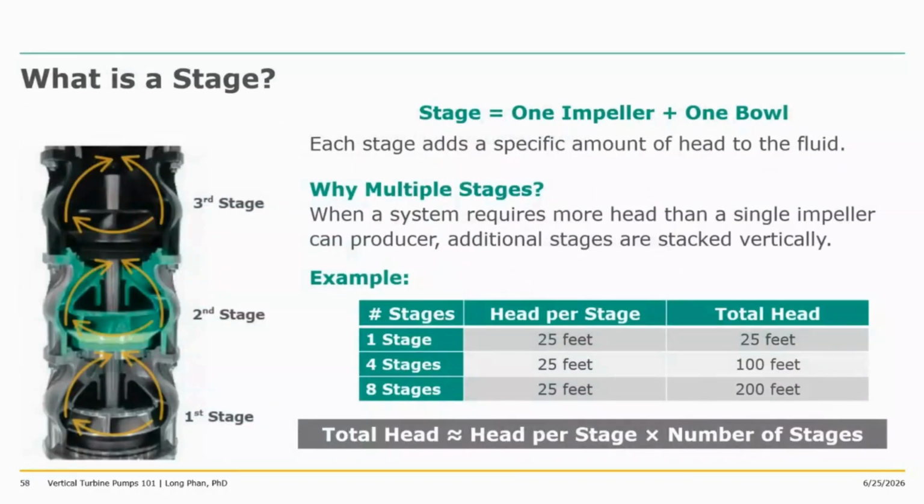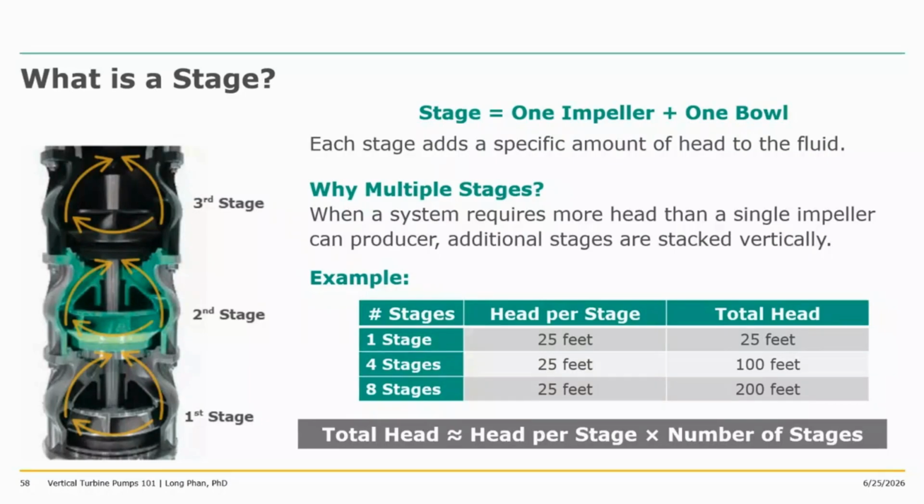Now, let's look at how to determine how many stages we need. Remember, the stage determines the head, right? Each stage adds a specific amount of head to the fluid. Each stage consists of one impeller and one bowl. In this example of 12-inch size, you have 25 feet per stage.